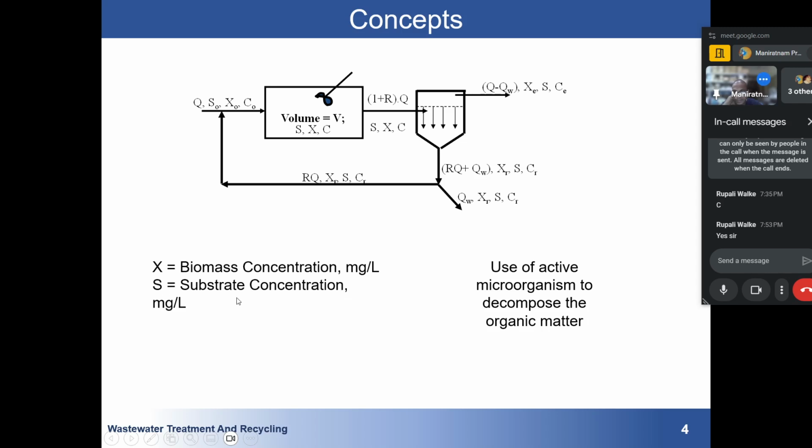Depending upon how this X is varying and how this S is varying, we have different formulas. Based on that we define different terms, like at which rate there will be degradation, at which rate the organic matter will decompose, and at which rate microbes will increase and decrease.